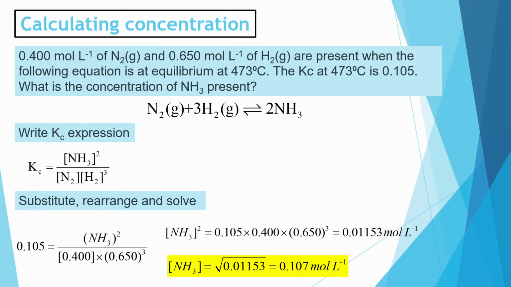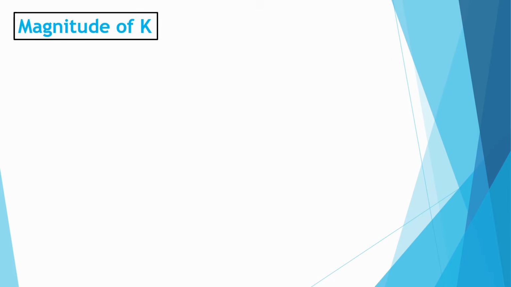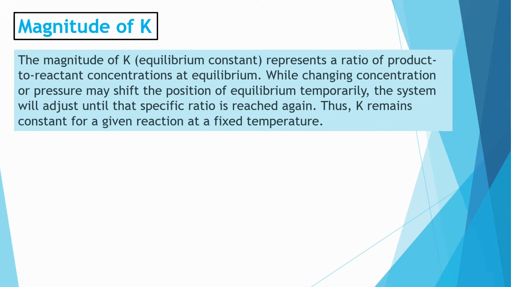Okay, next part. Magnitude of K. The K value represents, remember, a ratio of products over reactants. So K is how many products over how many reactants. It's a fraction of products over reactants, but it gives us a number.